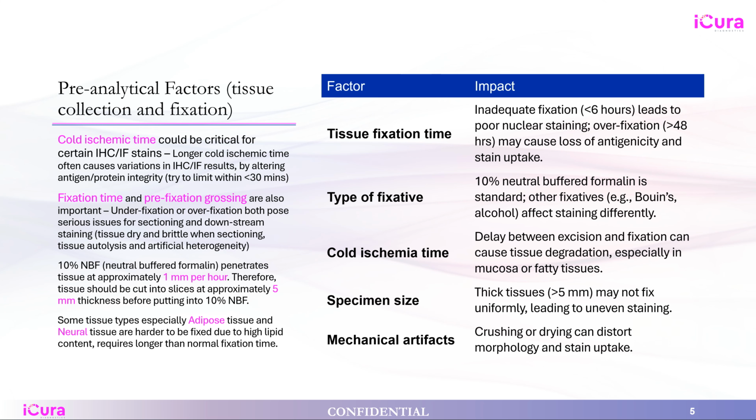Therefore, if your tissue is too big, or there are certain fibrous capsules on top of the entire organ, such as kidneys, you want to cut the section into thinner slices before you put them into fixatives, so that the fixatives can reach the tissue core and center, ensuring complete and thorough fixation.